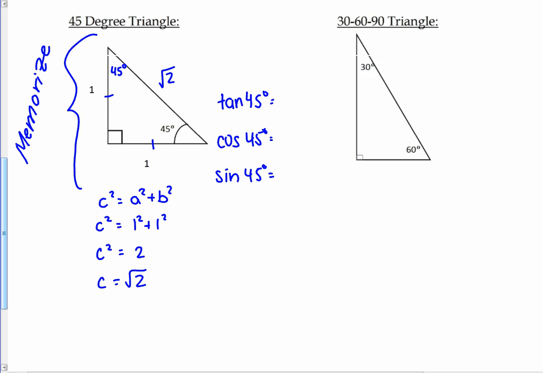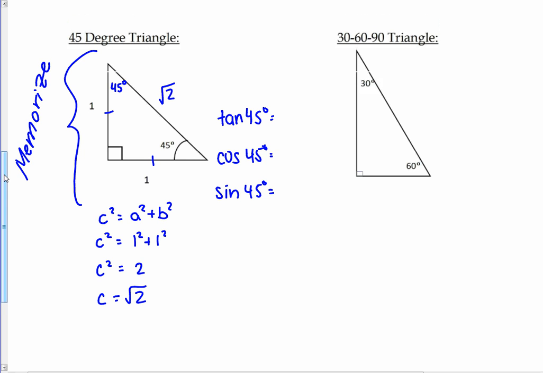Okay, so tan of 45 degrees. Oh, that was in the video. I love that when that happens. Oops. Oh well. Tan 45 degrees. Tan is what over what? Y over X. Opposite over adjacent. Okay? So if you want to use opposite adjacent, that's totally fine. So opposite of 45 degrees is 1. Adjacent would be 1. So 1 divided by 1? 1.